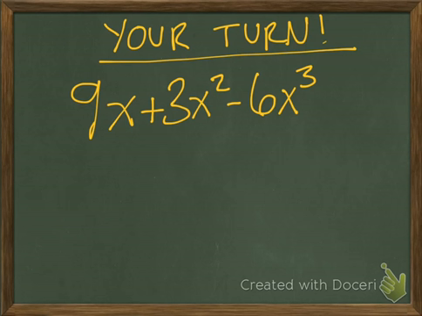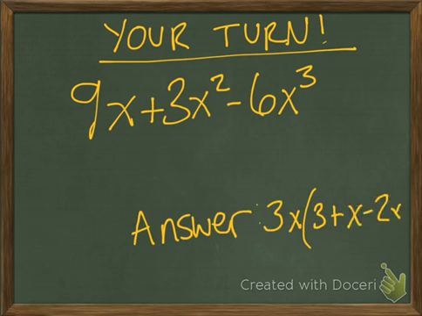Okay, hopefully you've solved the equation by now. The correct answer to this equation is 3x times 3 plus x minus 2x squared. If you have any questions about how we got that, please make sure that you ask your teacher.